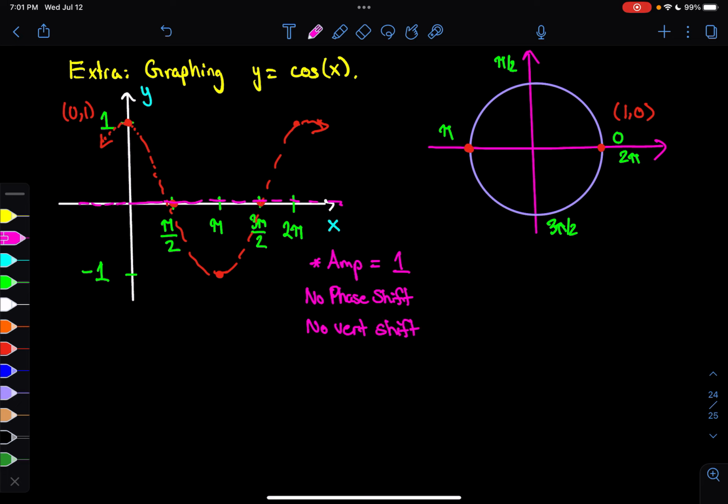Let's see, what else? What's the period? Well, the period is exactly the same as it was for sine. It's 2 pi divided by the absolute value of b. But because our b term here is just the coefficient of x and it's 1, we get that the period is 2 pi, which is evident in our drawing.